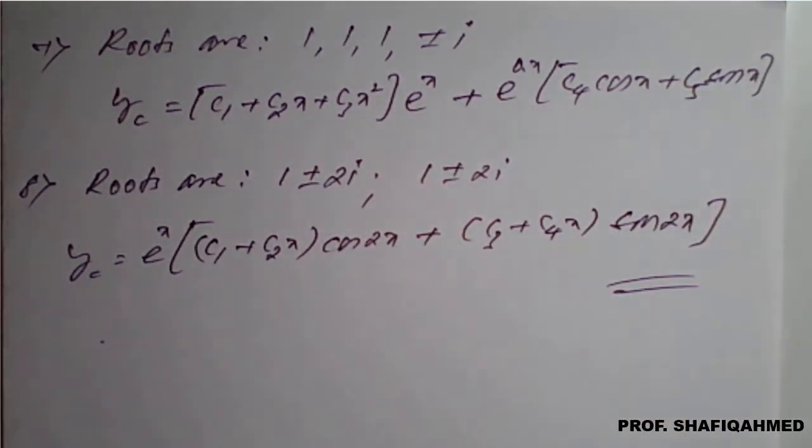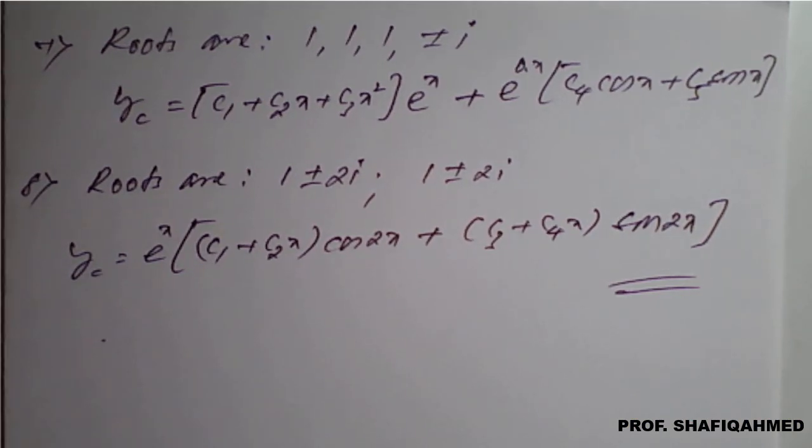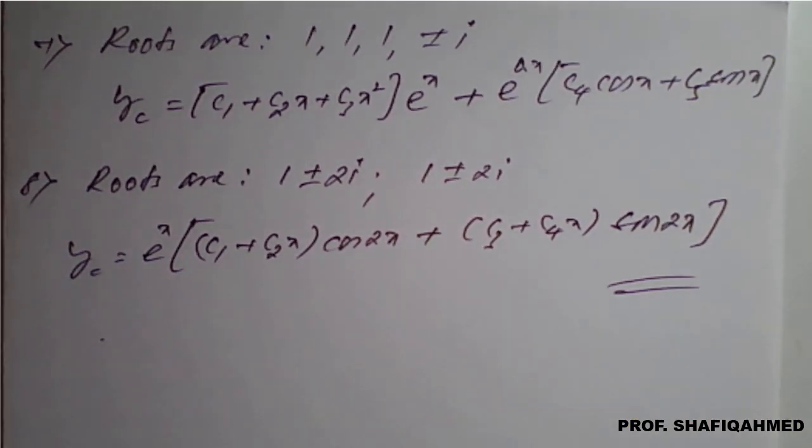So these are a few illustrative examples to find a complementary function for the different kinds of roots of the auxiliary equation. Now we'll see particular kinds of examples on this complementary function, and we'll see the details in special and very important kinds of examples in this module.